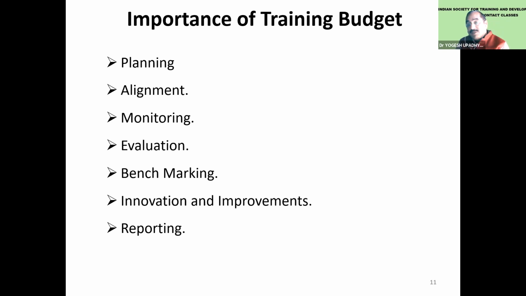Innovation and improvement. When you have historical data on budget and training programs, then you can innovate and improve. Innovation means how a better program can be delivered in the same program. Is there any scope for improvement in the existing structure of making the budget or the training program? Then reporting is possible, because many things are reported in the annual report of the organization.